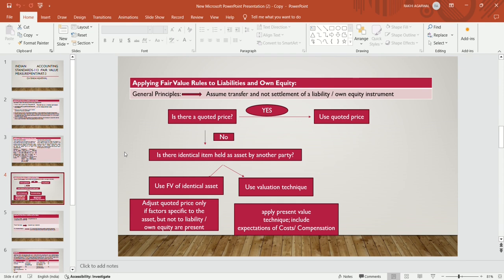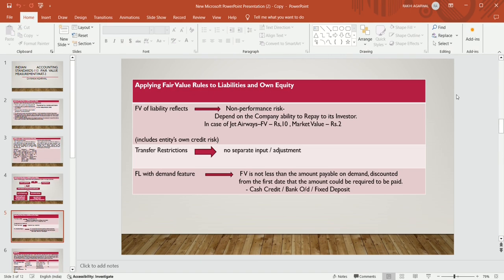And if the fair value is not present, then use a valuation technique, apply the present value technique, including expectation of cost or comparison. Now, applying fair value rules to liabilities and own equities: the fair value of a liability reflects non-performance risk. What does it mean? It means it depends on the company's ability to repay its investor.